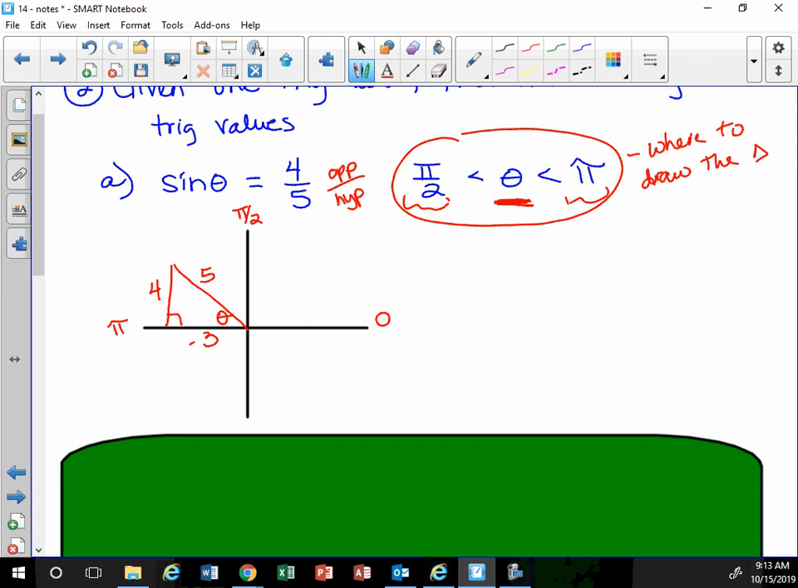You were given sine of theta, so I just need to find cosine, tangent, cosecant, secant, and cotangent. So what is cosine going to be?